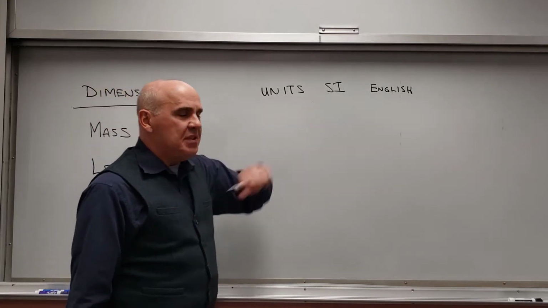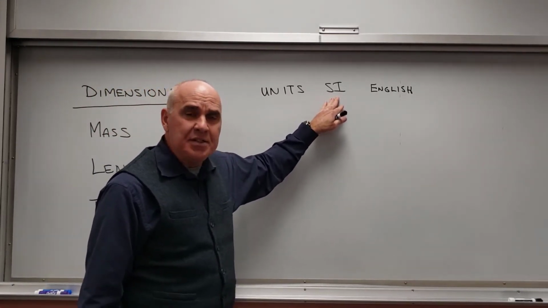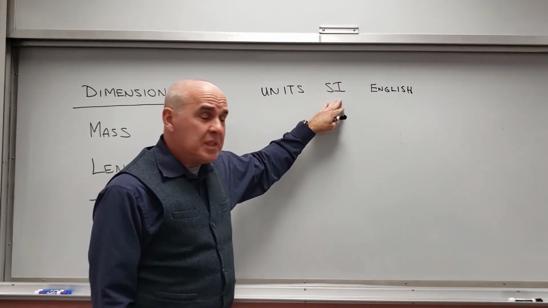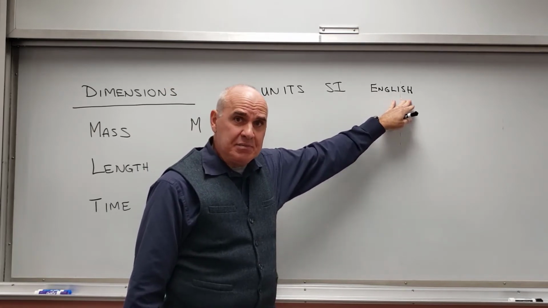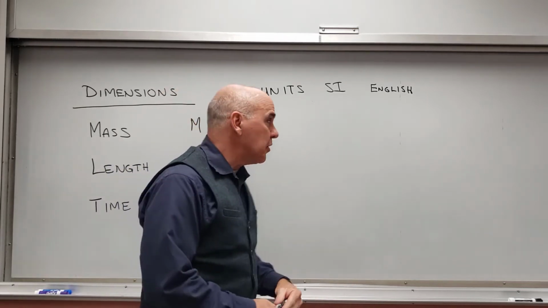All right, so each of these will have units. There are two systems of units. There's the SI, Standard International System of Units. That's the metric system. And then there's the imperial system or the English system or the American Standard System that kind of all use the same language, but that's where we're going.